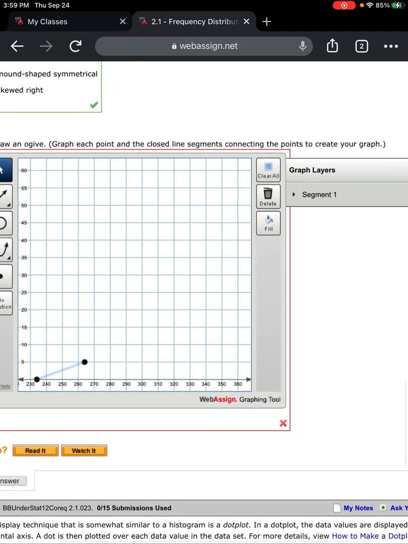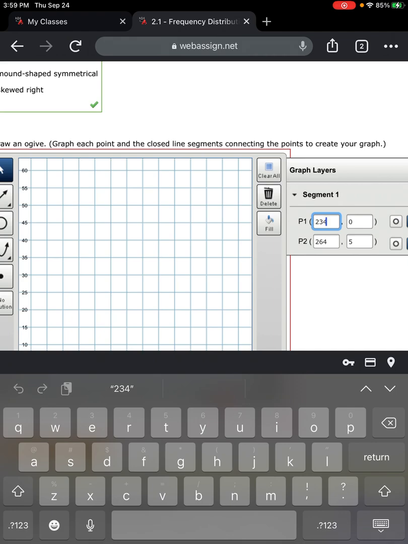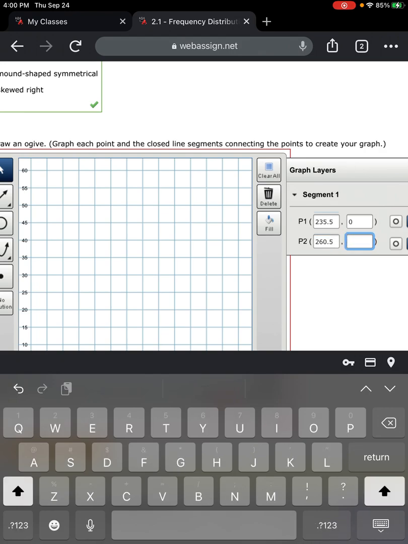But your first dot will be the very first class boundary and 0. And then the upper class boundary of that same row is 260.5. And the far right, we have a cumulative frequency of 4. If you click on segment 1, you can fine tune these points. So that's why I was saying just ballpark them with your finger. We have 235.5 and 0. And then we have 260.5 and 4, which was our first cumulative frequency.